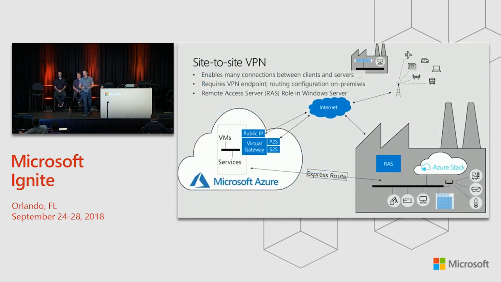Really easy to connect a point-to-site connection. But eventually, you may get to a point where you have too many machines that you want to connect through point-to-site, and then you go to site-to-site. And we provide the remote access service in Windows to give you that capability using Windows on premises. It comes as part of standard Windows Server, so most of you that have Windows Server licenses have that available.